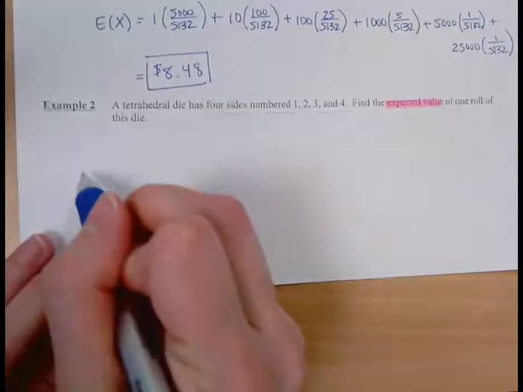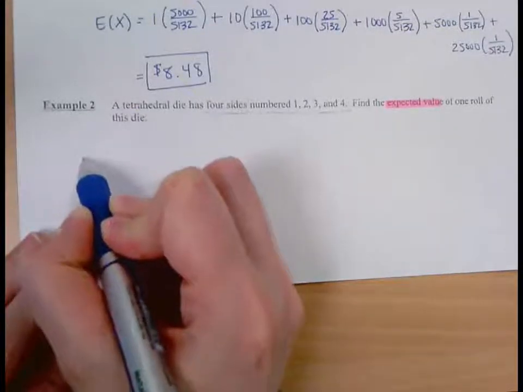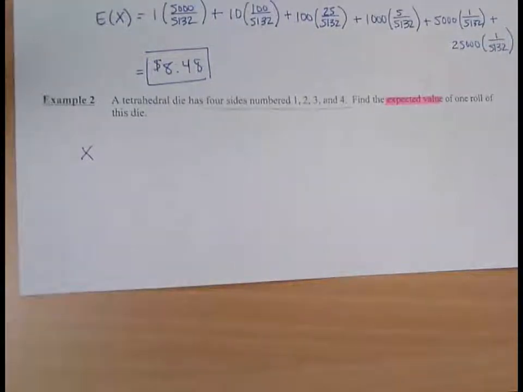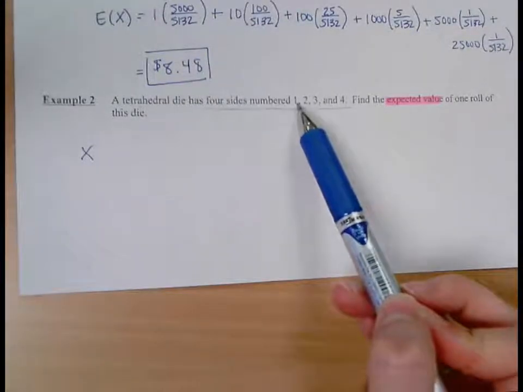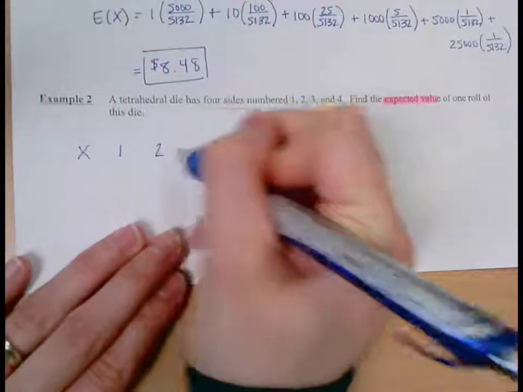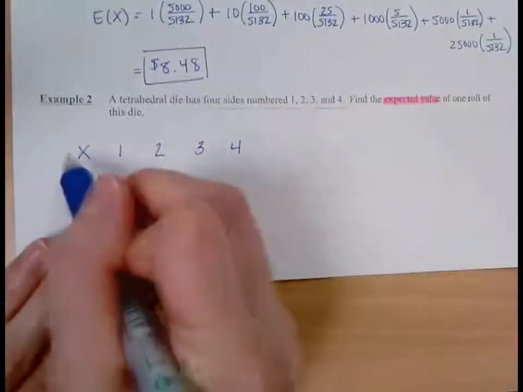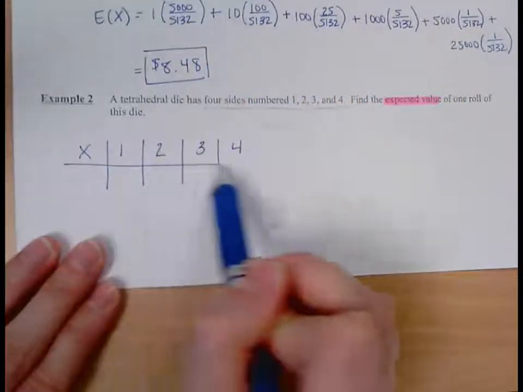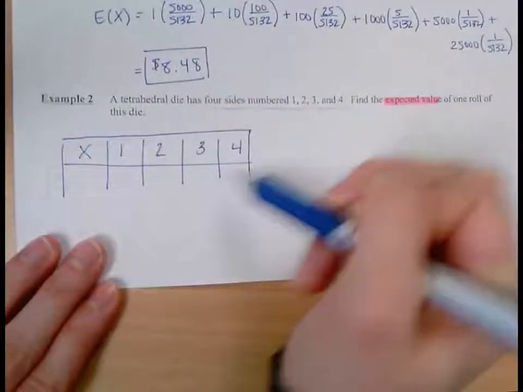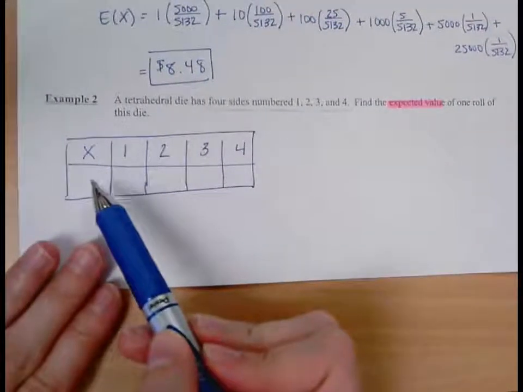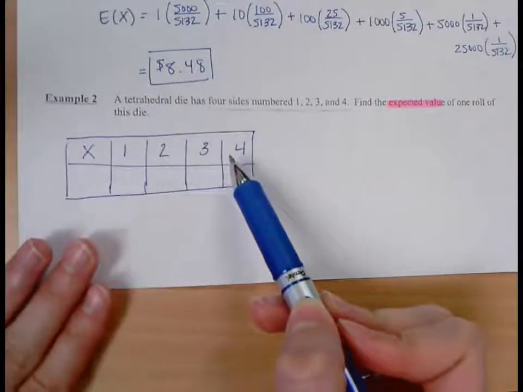So I'm just going to put X here. So X, again, is representing the numerical outcome. So if I roll this die, I'm either going to get a 1, 2, 3, or a 4. So my possible values for X are 1, 2, 3, or 4. Just kind of setting up a table here. And then I want to list the frequency of each of these outcomes occurring.